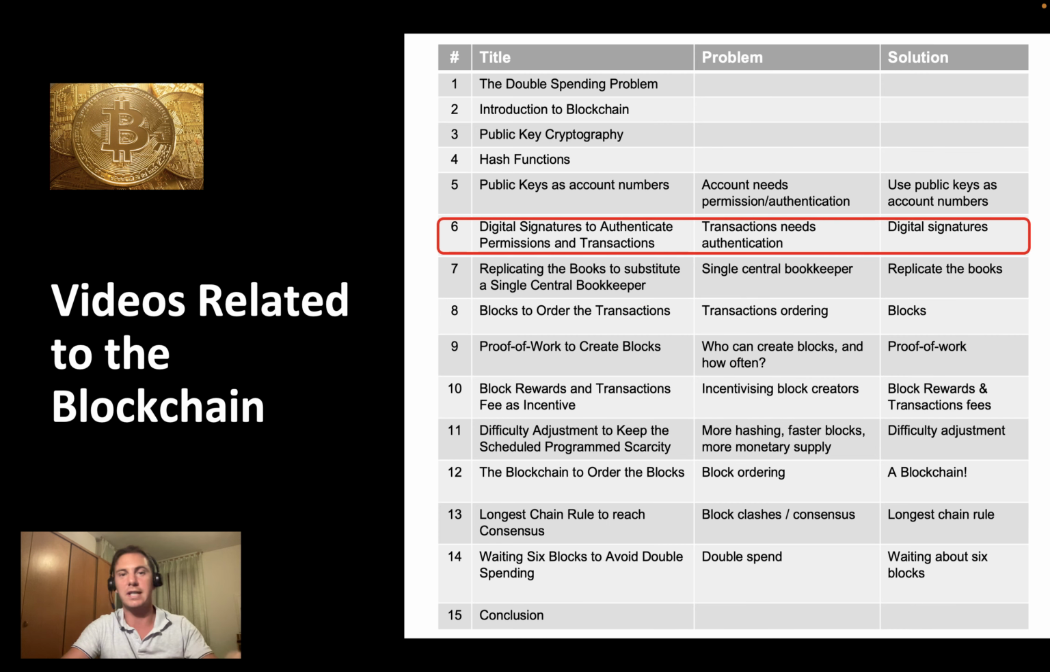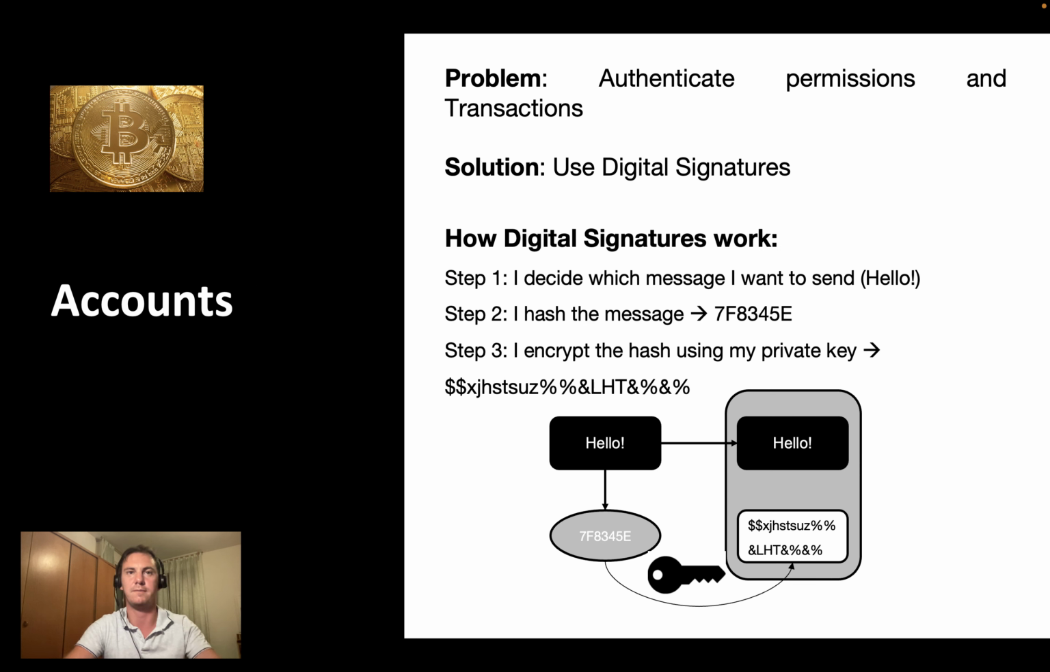So we started to discuss the double spending problem, then we introduced the blockchain. We also discussed two technologies: public key cryptography and hash functions. And in the last video, we did the first step. We had the problem of having accounts, that accounts need permission authentication, and the Satoshi Nakamoto solution was to use public keys as account numbers. Now we will have the digital signatures in order to authenticate permissions and transactions.